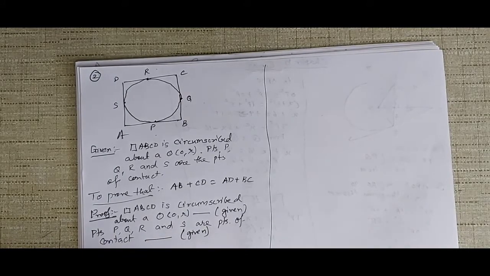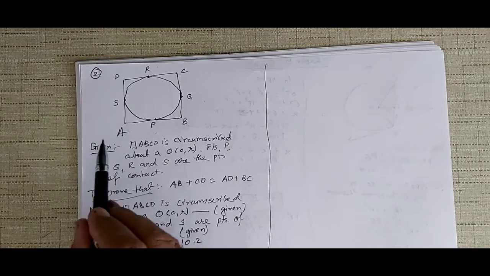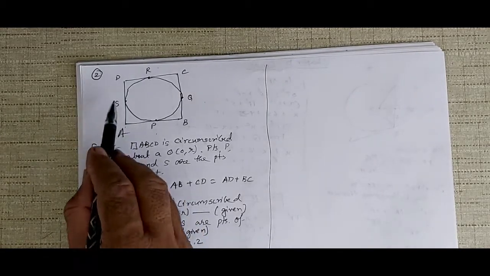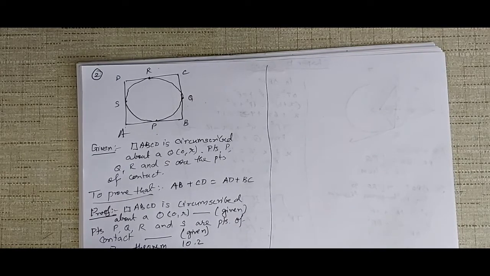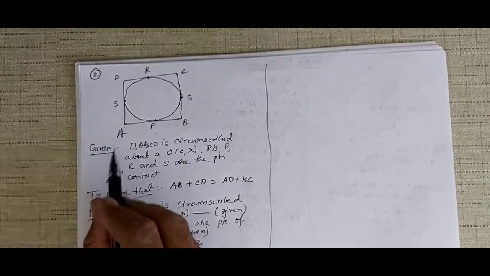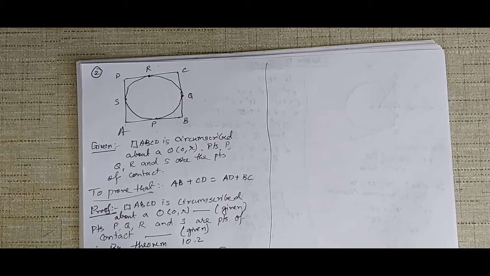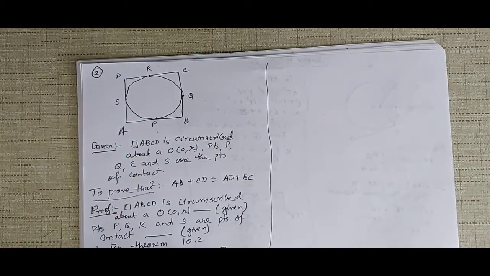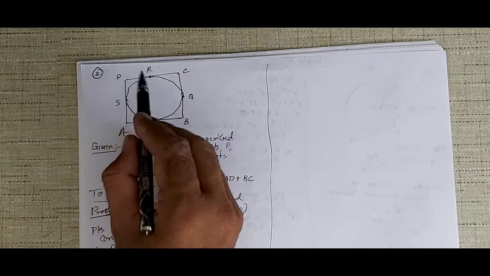Therefore, by theorem 10.2, we know that the tangents are equal. AP and AS are tangents, so I get AP is equal to AS. Let this be result 1. Similarly, DS is equal to DR. Let this be result number 2. AP is equal to AS and DS is equal to DR.